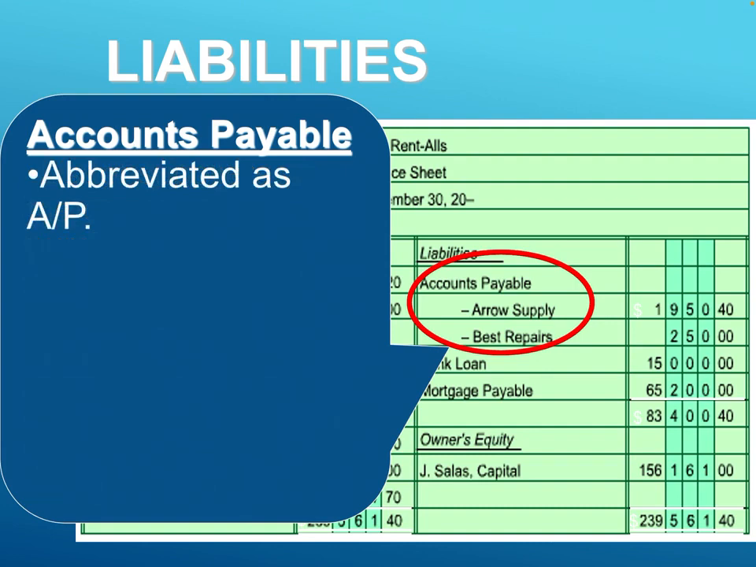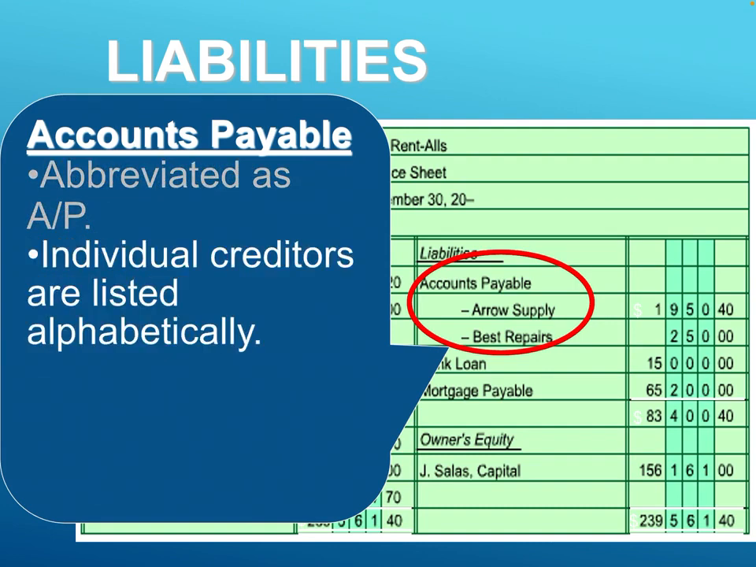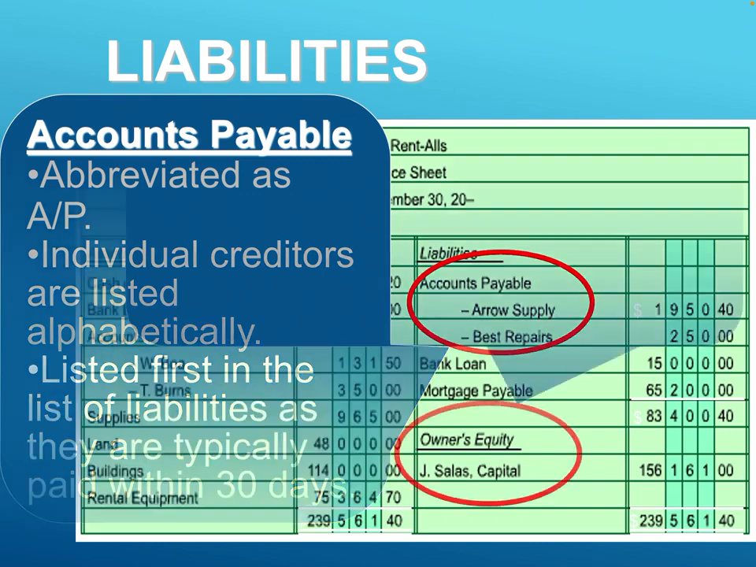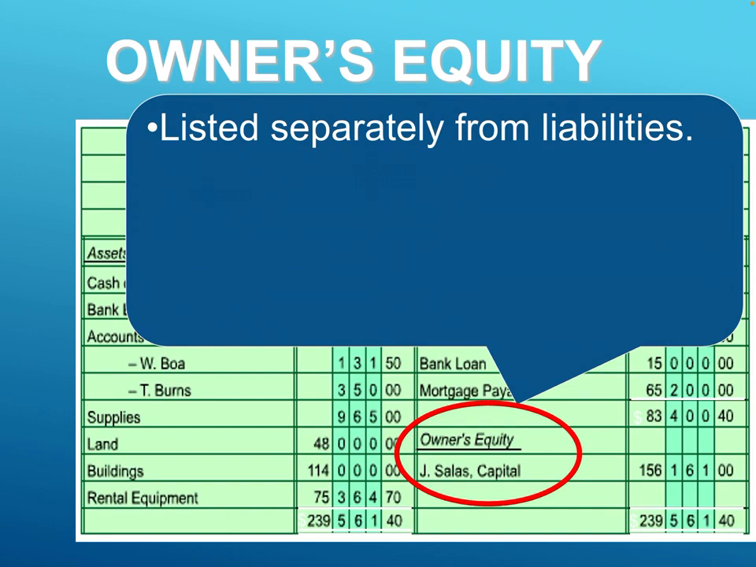A creditor is anyone to whom the business owes money. Accounts payable is abbreviated as A/P. Individual creditors are listed alphabetically, listed first in the list of liabilities, as they're typically paid within 30 days. So usually we put it in order of when we pay them. Accounts payable is usually 30 days. Bank loans, mortgage payables, mortgages, people can have those for numerous years, so those are longer terms. Bank loans are usually a shorter time. And so it's in order of when you pay it.